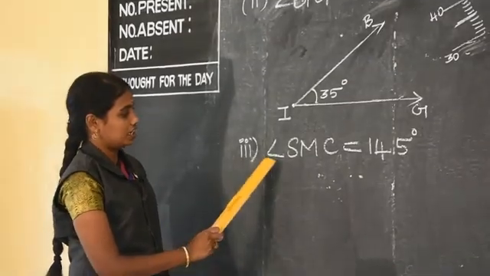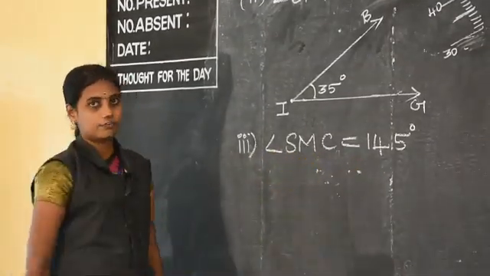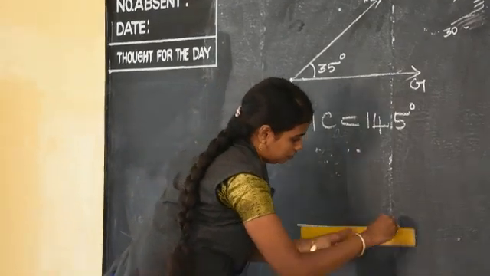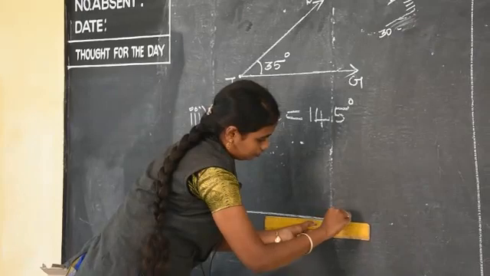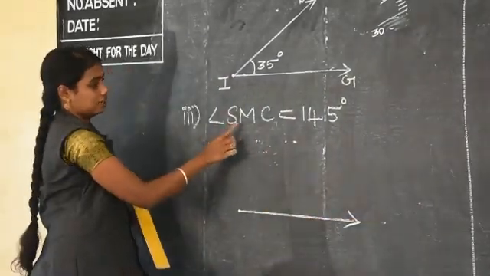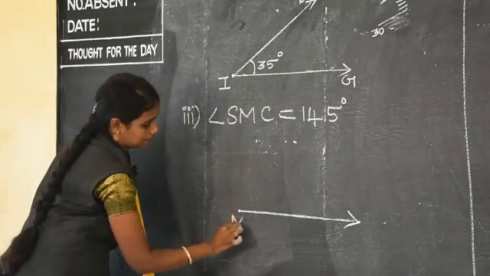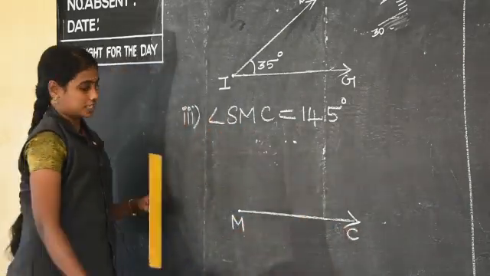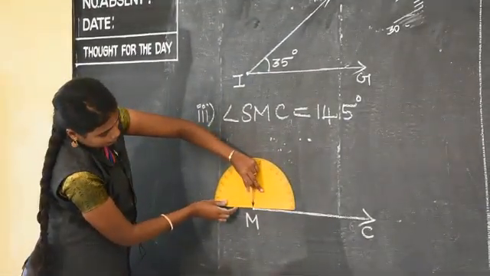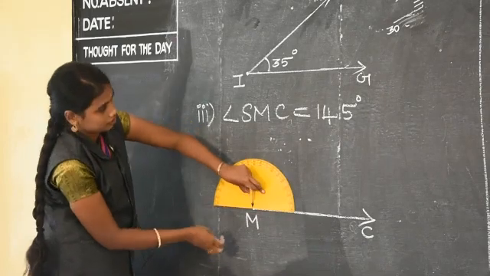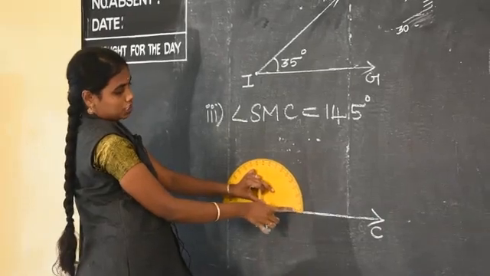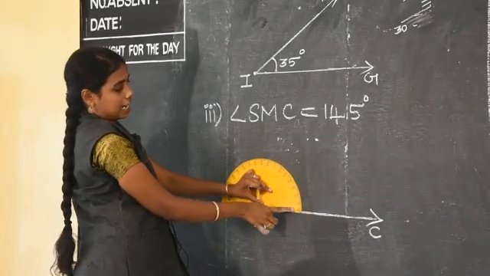Likewise, only next option, angle SMC, 145 degree. Draw a ray. So name, listen, leave the S, MC. MC. Okay, next, same method, fix your protractor properly. I fixed. Angle is 145 degree. I said you to start from 0. Okay, don't see others. Start from 0.